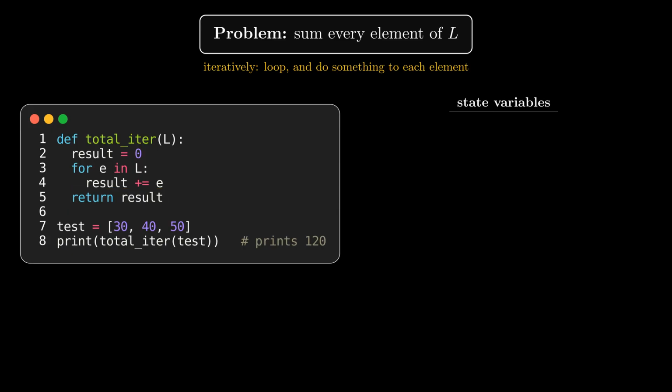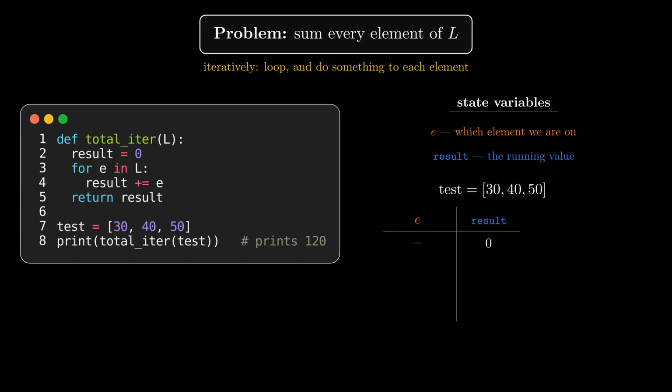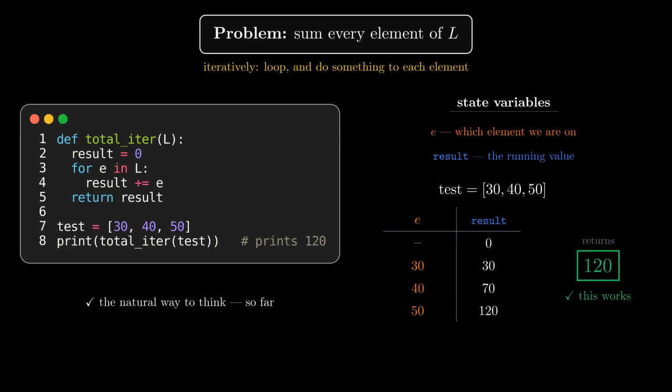These are the state variables from last time. The loop variable E tracks which element we are on, and the result carries the running value. On the test list 30, 40, 50, result grows from 0 to 30 to 70 to 120, and the function returns 120. This works, and after everything we have learned so far, it is the natural way to think. Now we solve the same problem with no loop at all.